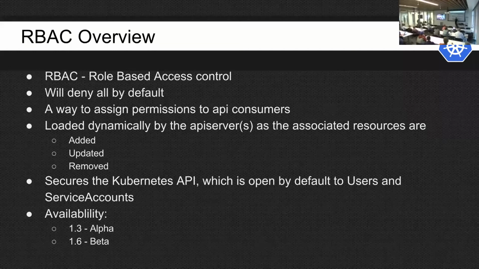Starting in 1.3 it was alpha, and in 1.6 and on, it's beta. It's still beta. I don't even think 1.8 has it coming out of beta, but I mean, deployments are in beta, and pretty much everyone uses those all the time. So I would not let the alpha beta thing stop you from using it. It's really reliable. I think Kubernetes is just really slow to take anything out of beta.